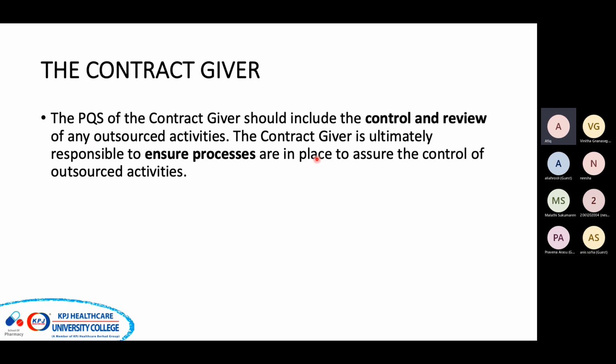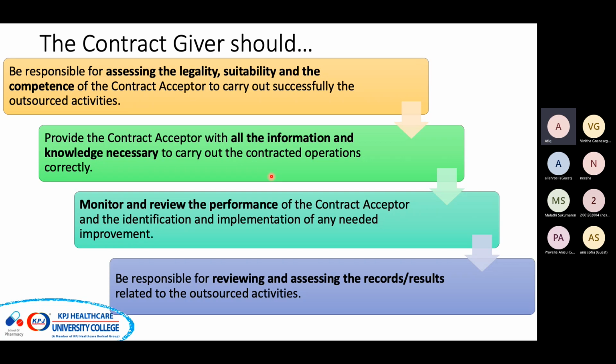Okay, so the contract giver is ultimately responsible to ensure these processes are in place, and to assure the control of the outsourced activity. So you are still the owner. I mean, the contract giver is still the owner at the end of the day. So you must ensure the processes are within the specification that have been decided.